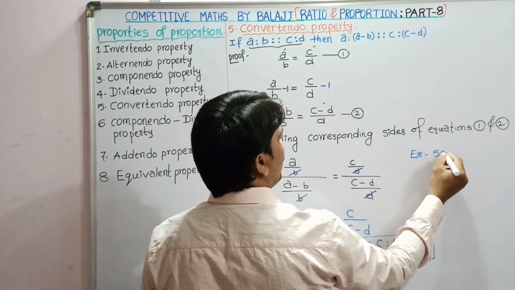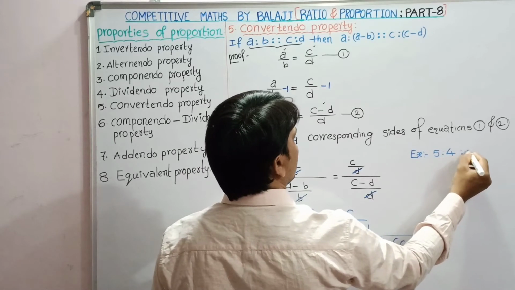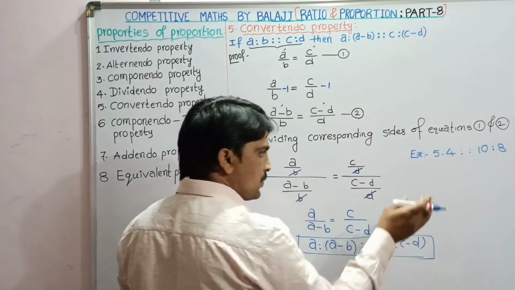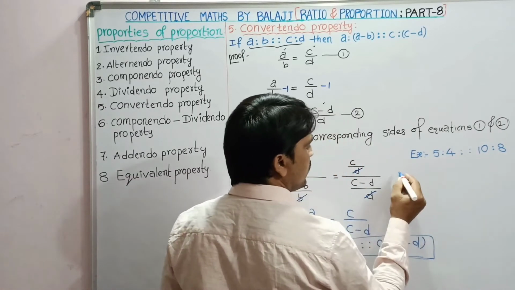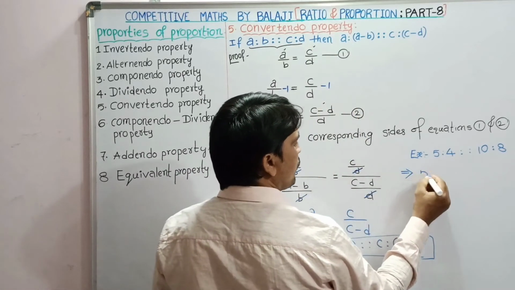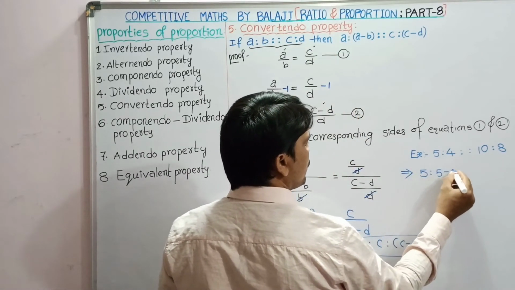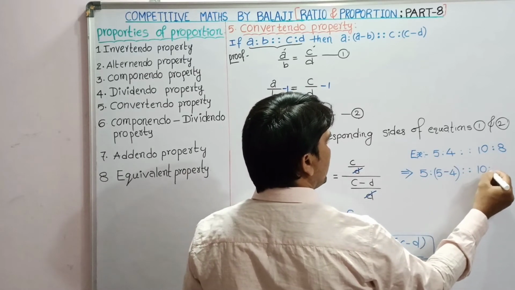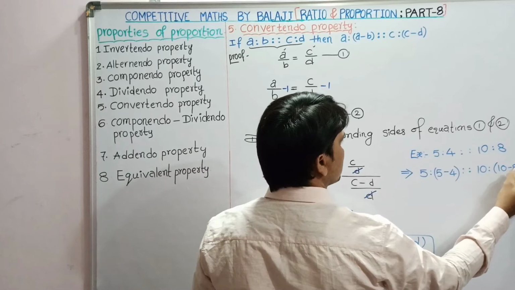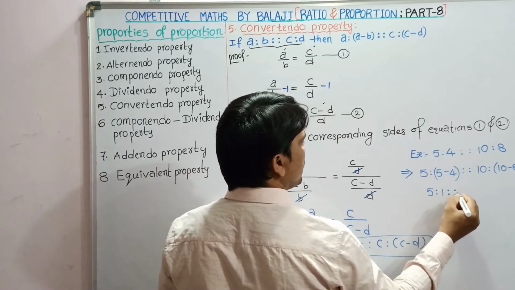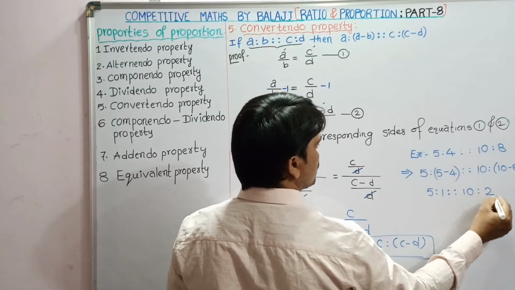We know that 5 is to 4 is as 10 is to 8. If these 4 numbers are in proportion, then by convertendo property, 5 is to 5 minus 4 is in proportion to 10 is to 10 minus 8. 5 is to 1 is as 10 is to 2.